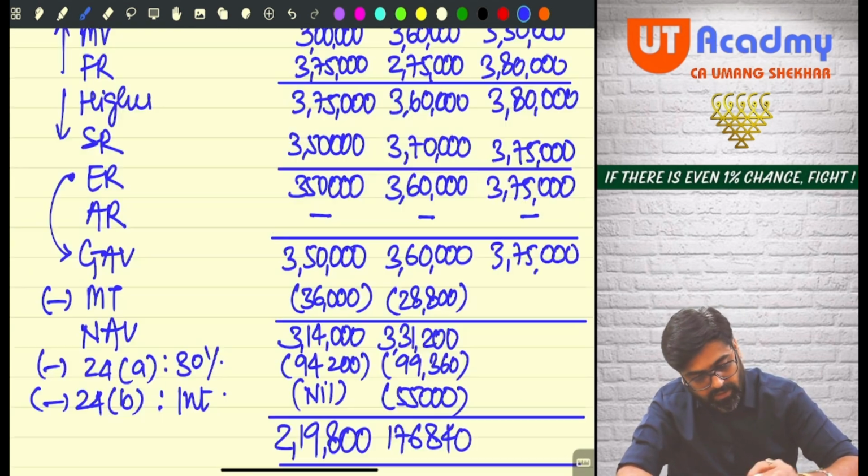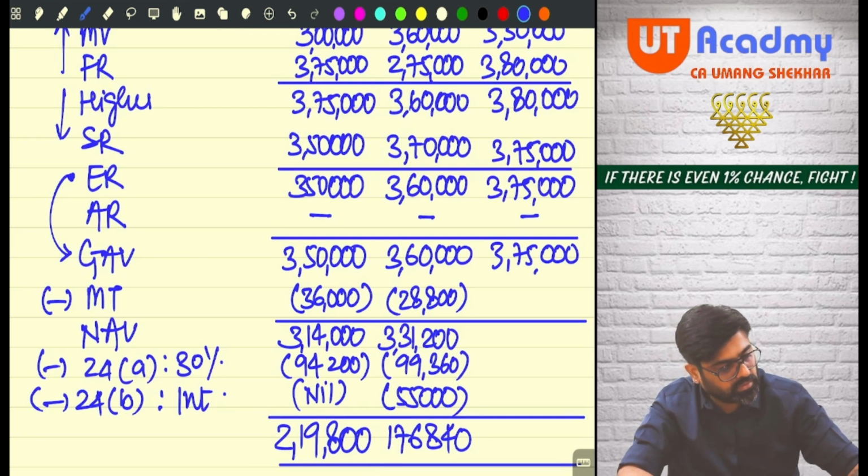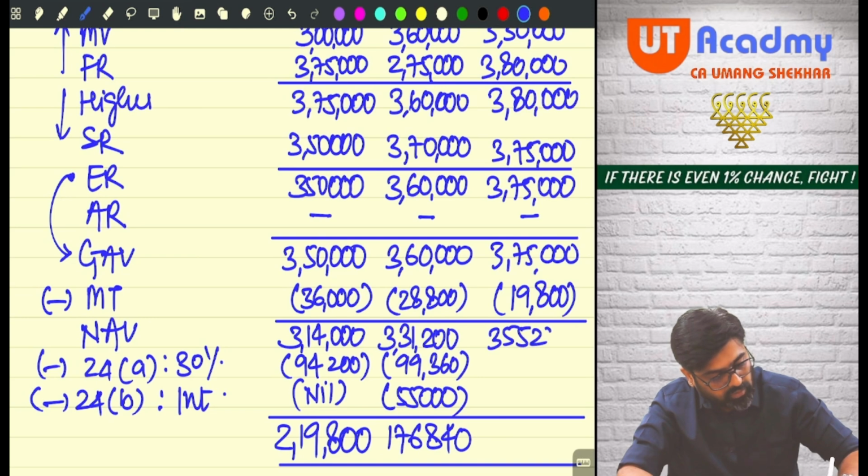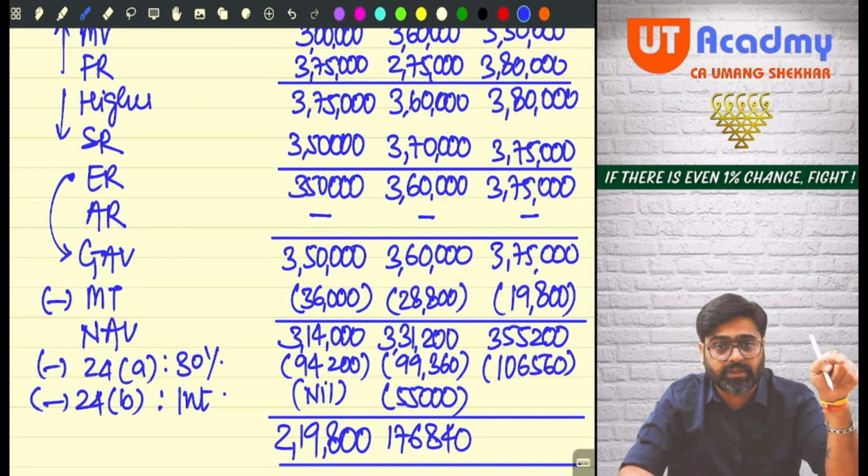Now, please check. 6% of 3,30,000. So 3,30,000 into 6% will be 19,800. Now 3,75,000 minus 19,800 will give you 3,55,200. Take 30% of that. You will get 1,06,560.